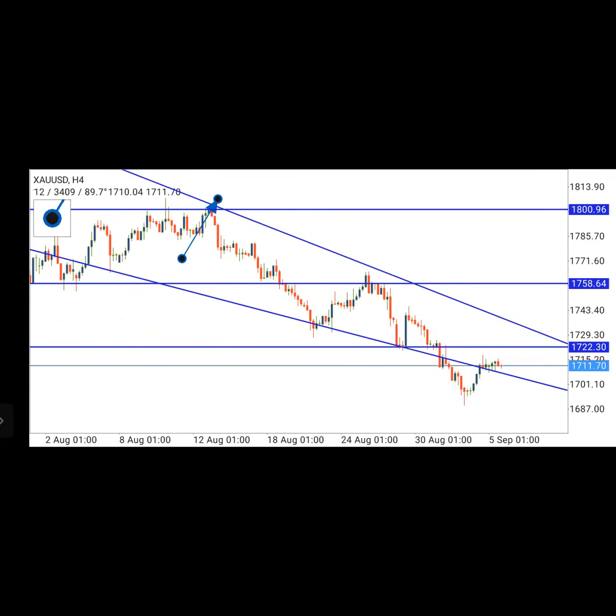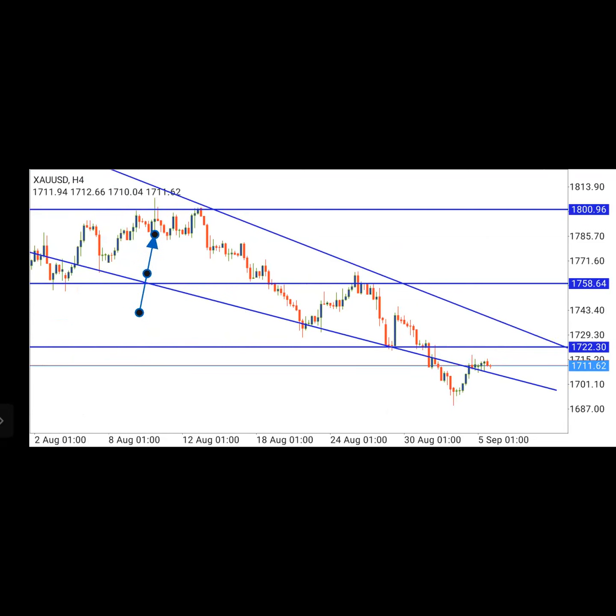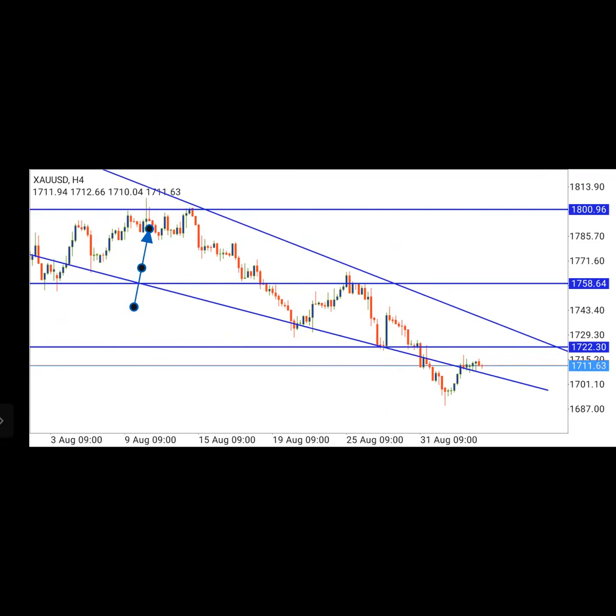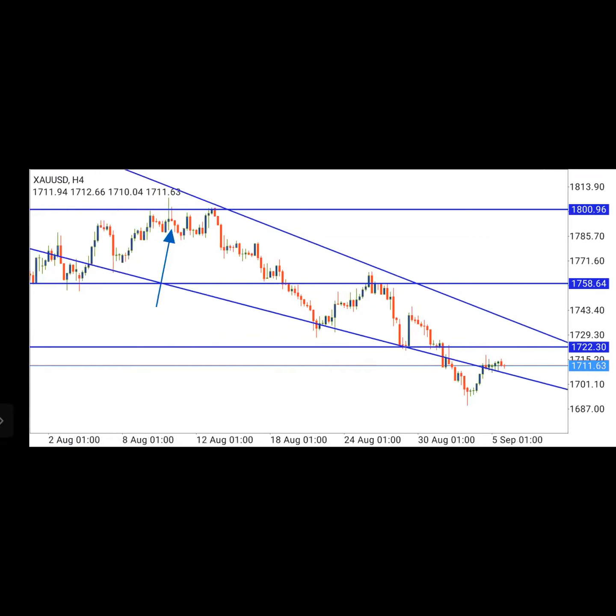Let me put a vertical line. Go and draw your downtrend again. Draw the downtrend for me very well. You see.